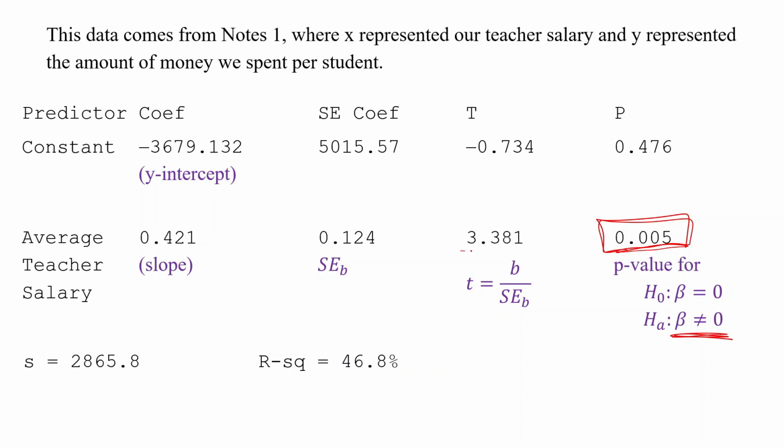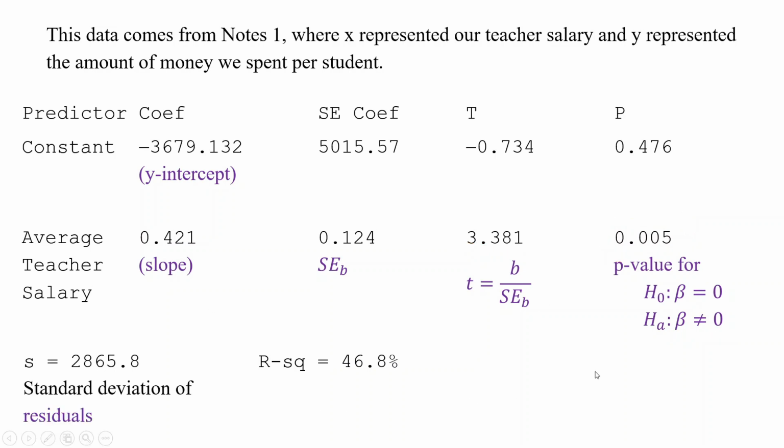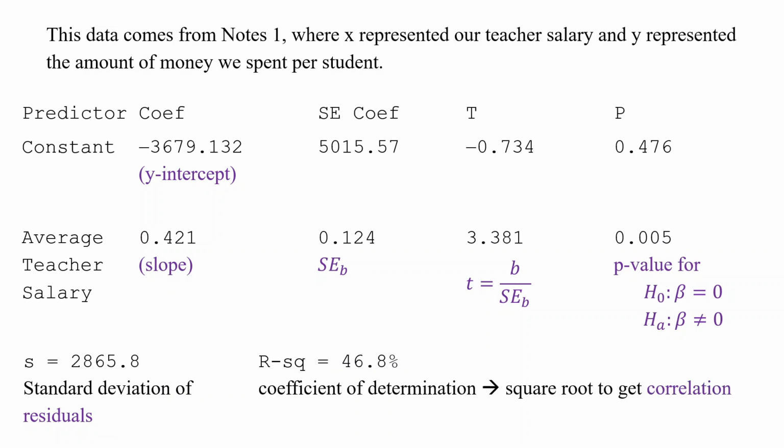Here, because t would be positive, we would assume we're looking at a positive linear relationship, so we would divide by 2 if our alternative was beta greater than 0. Okay. And then these last 2 values are given down here. S stands for the standard deviation of residuals, and that's used in part to calculate this value here. And then R squared is our coefficient of determination.